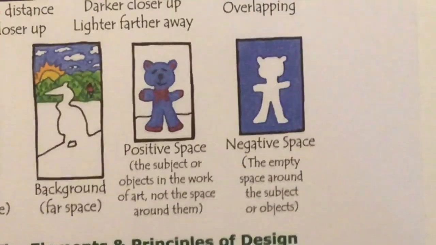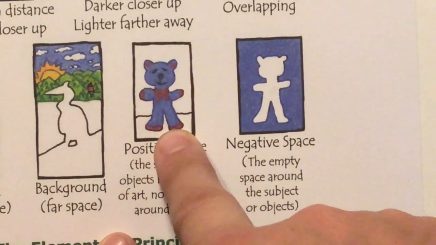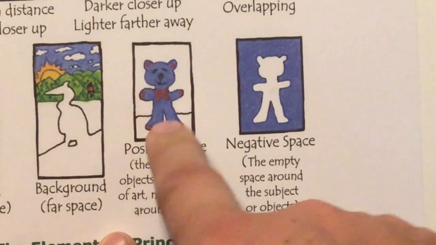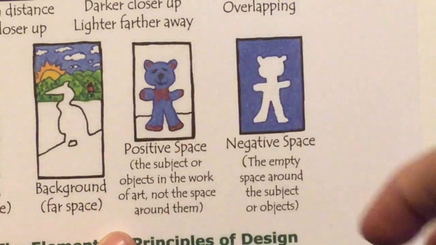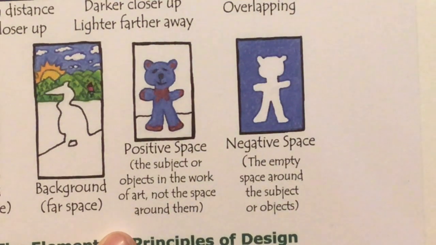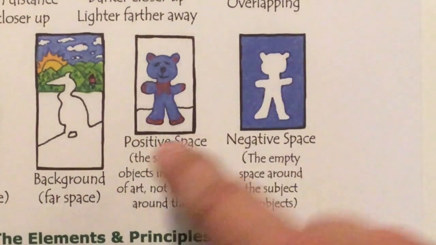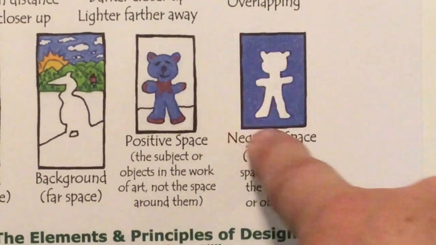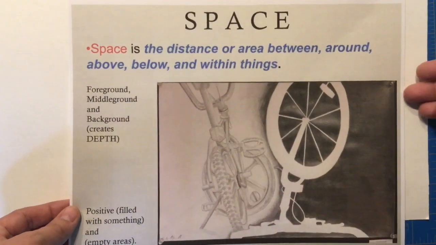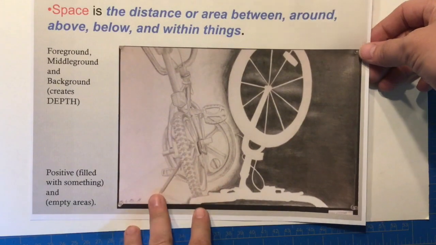Okay, so positive space is what we want the viewer to look at. So here we want the viewer to look at the teddy bear. So that would be our positive space, the object that the viewer is looking at, not the space around it. Here this teacher has flipped it and given the negative space, or the empty space, a blue to show you how it stands out. Space is the distance or area between, around, above, below, or within things. So again, we're focusing on positive and negative space.